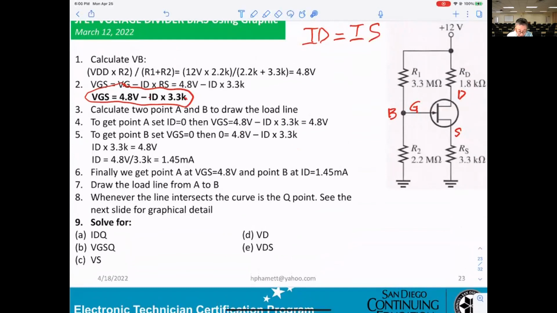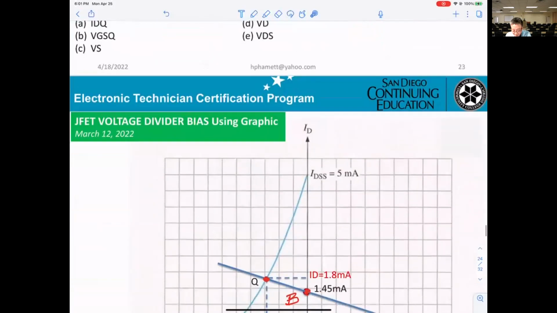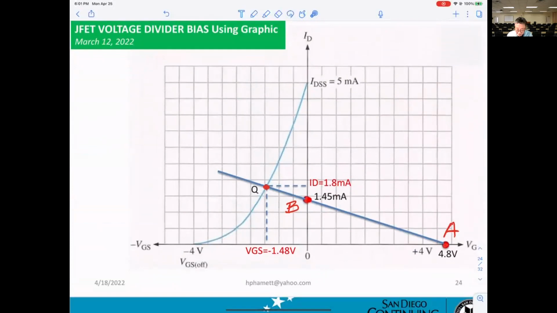Okay, and ID times 3.3K. Okay, equal 4.8 volt. ID equal 4.8 divided by 3.3. You get 1.45 milliamp. That's the second point right here. You draw the load line. The intersection right here we call the Q point. If you want to get ID, you go to the right. If you want to get VGS, you go down.